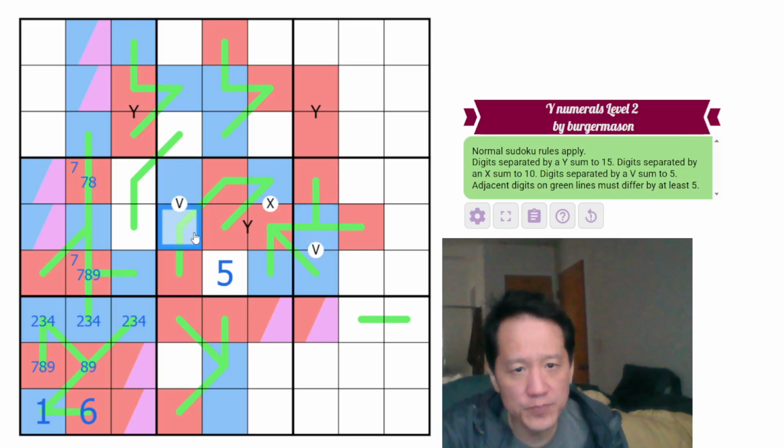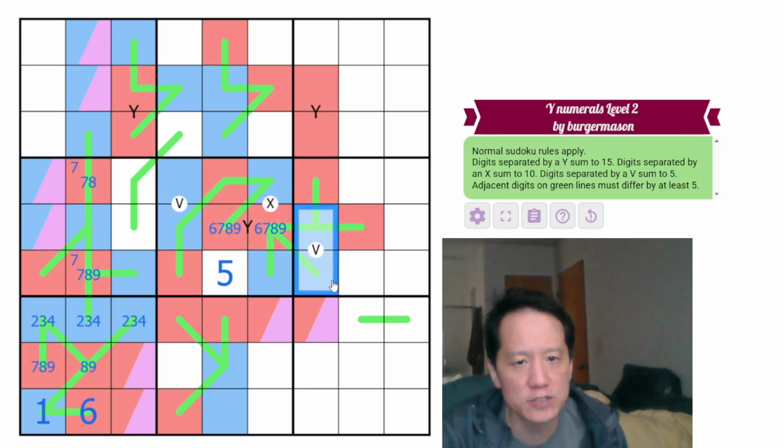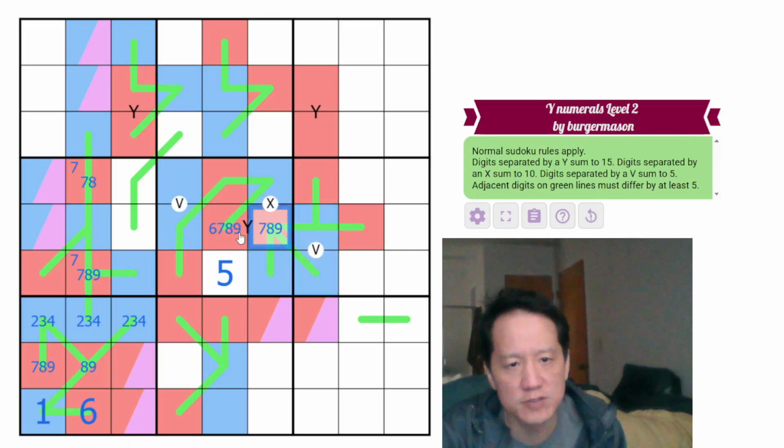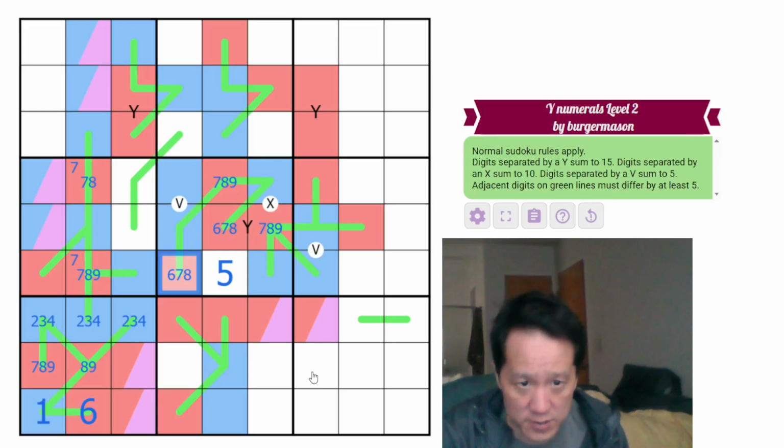Let's see. Corresponding, these are 6, 7, 8, 9. 6 cannot be next to 2 unique digits, which it is, so therefore this can't be 6, which means correspondingly, if this were 9, this would have to add up to 15. So that can't be 9. So this is 6, 7, or 8. This is next to 2 unique digits, so it can't be 6. So this is 7, 8, or 9, which forces this to be 6, 7, or 8.